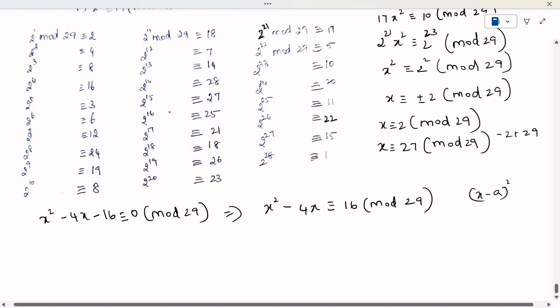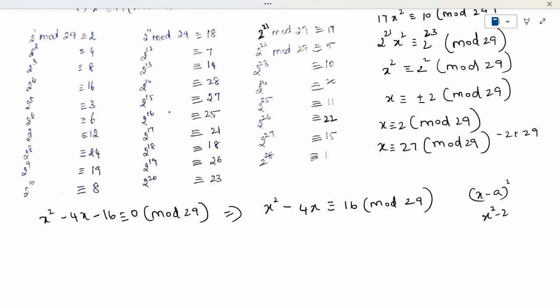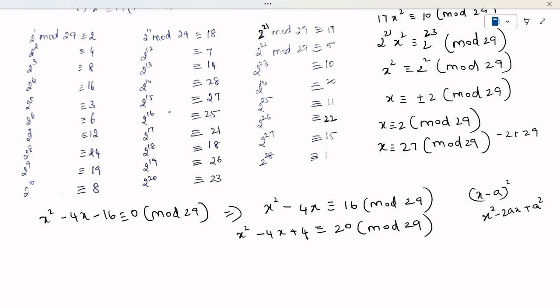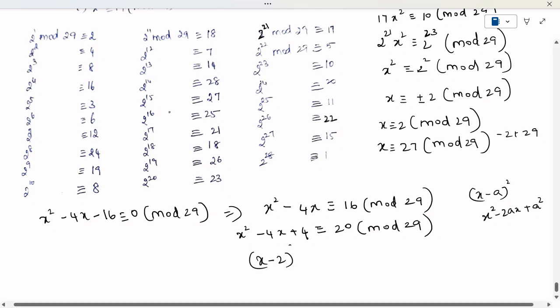What is x minus a the whole square? x square minus 2ax plus a square, right? I'm going to try making this equation in that form. So now x square minus 4x plus 4 is congruent to, adding 4 on both sides, 20 mod 29. What is x square minus 4x plus 4? This is x minus 2 the whole square.